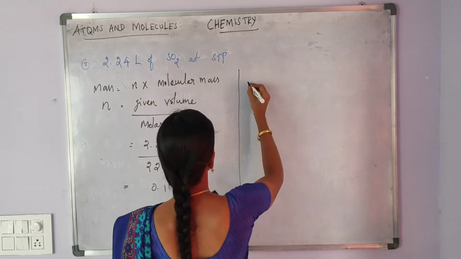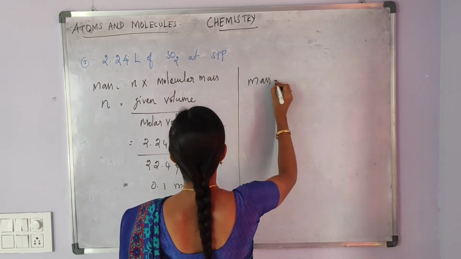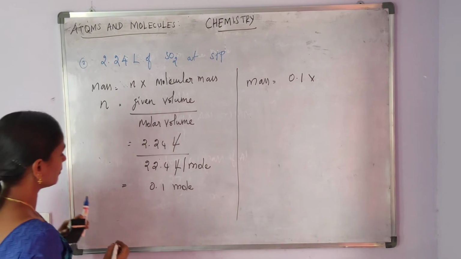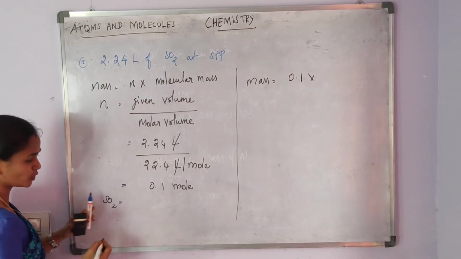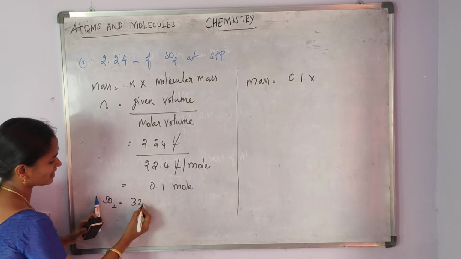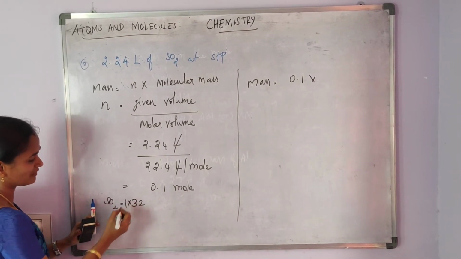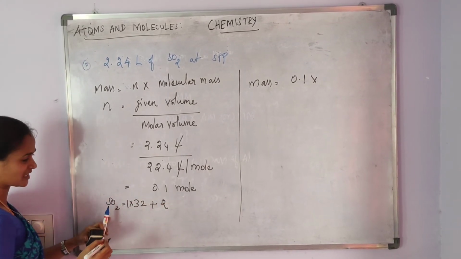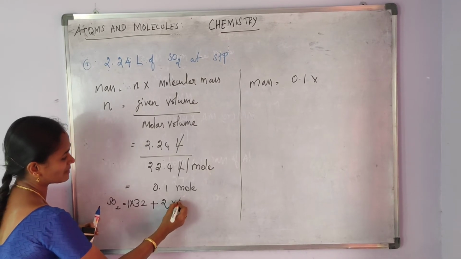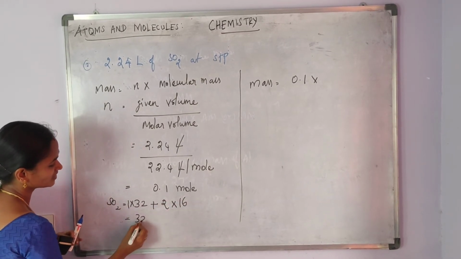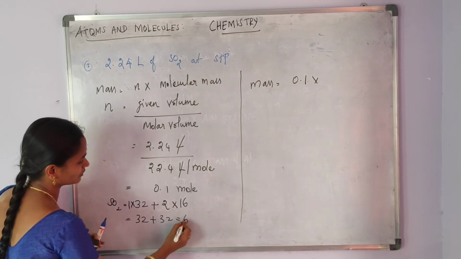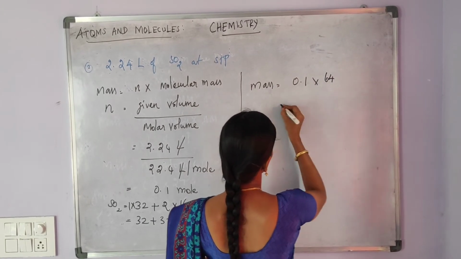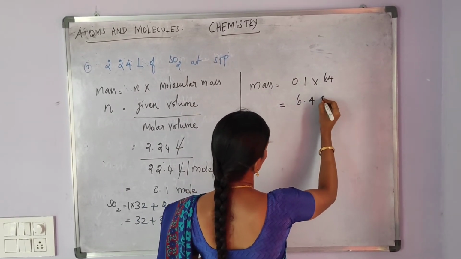Now, I am substituting the values. Mass is equal to number of moles 0.1 into molecular mass or molar mass. Sulfur dioxide, SO2. Sulfur, its atomic mass is 32. Presence of one sulfur atom, 1 into 32 plus oxygen atoms are 2 in sulfur dioxide. So, 2 into atomic mass of the oxygen is 16. 32 plus 32 is equal to 64. So, molecular mass of the sulfur dioxide is 64. So, the answer is 6.4 gram.